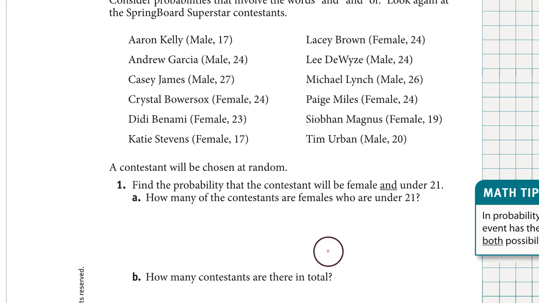For example, number 1, what is the probability the contestant will be female and under 21? To find this, we need to know how many people in the list fit both of those criteria. So we're looking for females who are under 21. Not Crystal, because she's 24. Not Dee Dee, she's 23. We have to find only the girls that fit both criteria. So Katie works and Siobhan works. So that's 2 out of the 12 contestants, or 1/6.